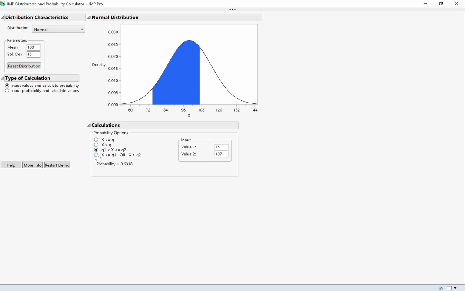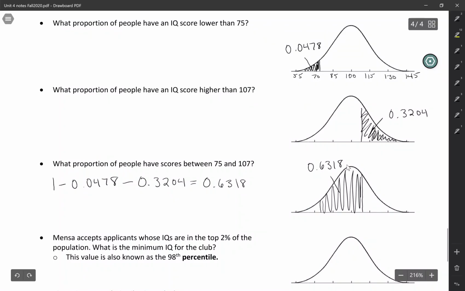JMP also has the option to shade in the tails. So if I click this last option, it's shading out beyond value 1 and value 2. And honestly, I find this notation a little bit confusing. So that's another reason why I emphasize just drawing a picture and then making sure that what JMP is doing matches your picture.